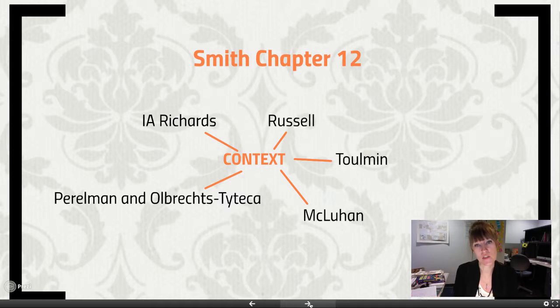So we start off with Richards, we move to Russell. Perlman and Olbrecht-Tyteca focus specifically on the idea of universal audience versus actual audience. Toulmin has all of the breakdown of argument, and then McLuhan, who claims that the medium determines the message, focuses so heavily on the medium and the context. So what I really want you to focus on with each of these authors is how does context influence their theory, and how does their theory influence our understanding of context?